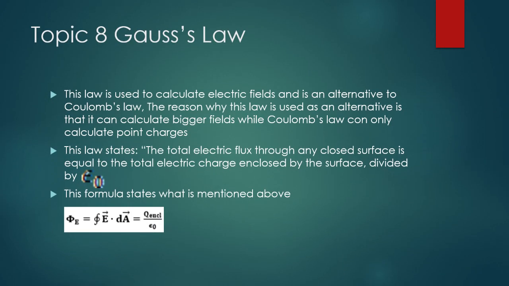Topic 8. Gauss's law. This law is used to calculate electric fields and is an alternative to Coulomb's law. The reason why this law is used as an alternative is that it can calculate bigger fields, while Coulomb's law only calculates point charge. This law states the total electric flux through any closed surface is equal to the total electric charge enclosed by the surface divided by ε₀.